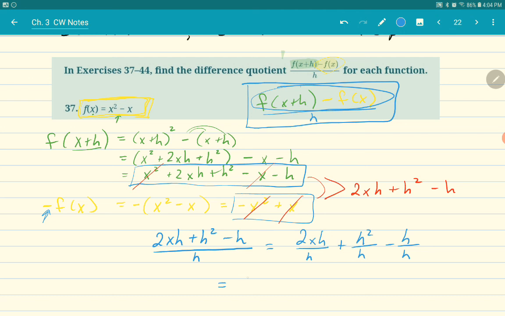And then the h's cancel, those h's cancel, and those h's cancel, and I get 2x plus h minus 1. When you cancel, make sure you know that these turn into 1, they don't just go away. So then there's my final difference quotient.